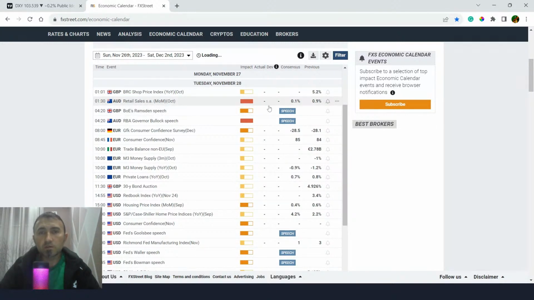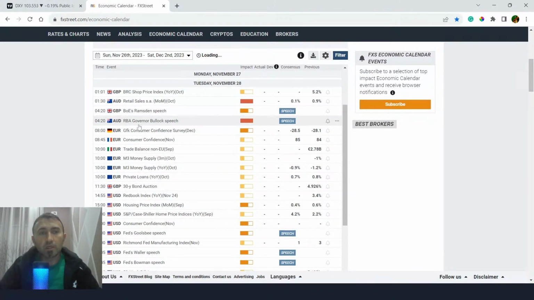So if this is going to come out as a good number, it is going to help the Australian dollar to increase value, and if this is going to come as a negative number, because we are very close to zero so far, we may see the Australian dollar lose value. However, we should remember that the Australian dollar is doing very well. The Australian economy is very strong, so they are sharing very good numbers. We may see a positive number again.